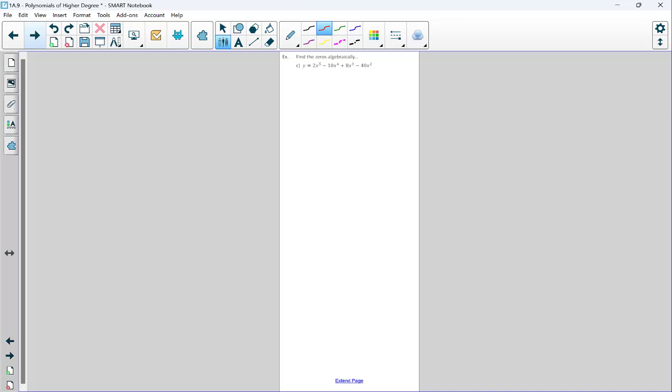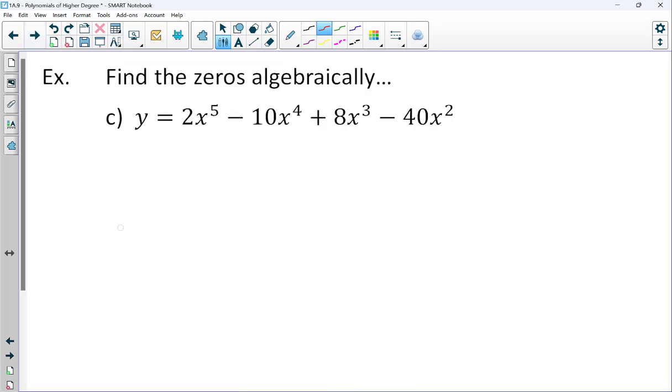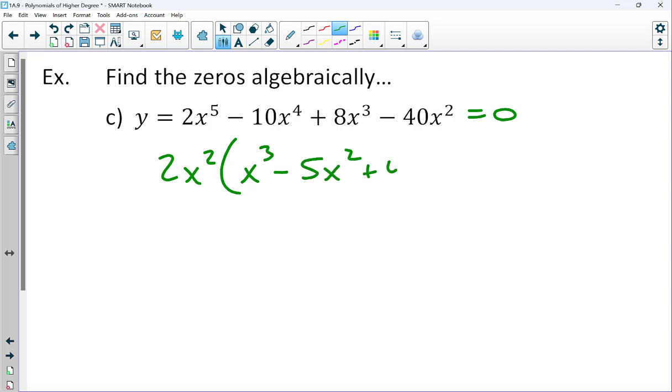Last question. Pause here, play when you're ready. All right, we're finding 0, so set it equal to 0. I see 1, 2, 3, 4 terms, so I'm probably going to use some sort of form of grouping. I also see a clear GCF, 2x squared. That's going to leave me with x cubed minus 5x squared plus 4x minus 20.